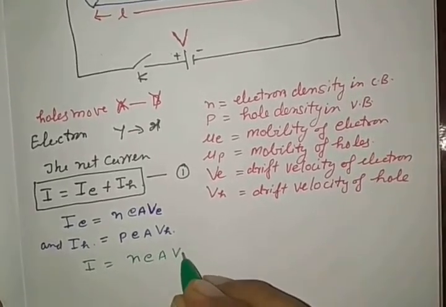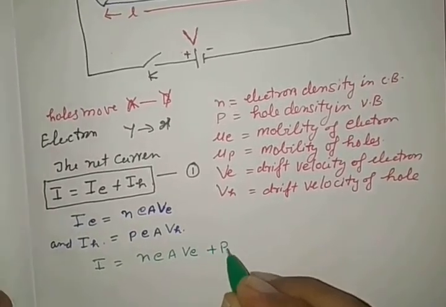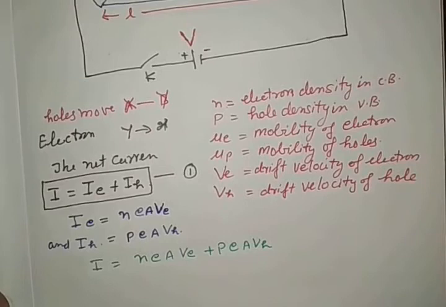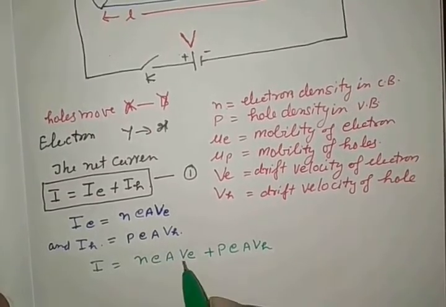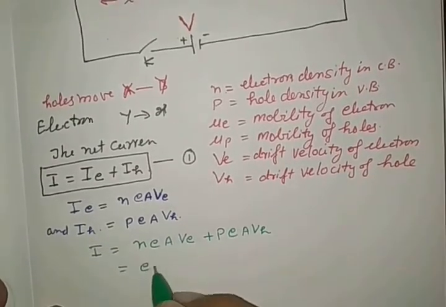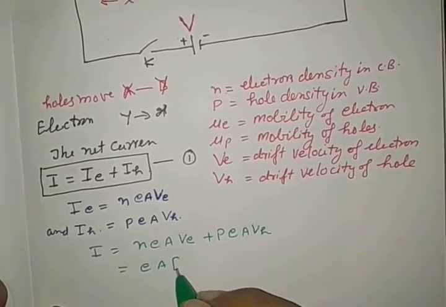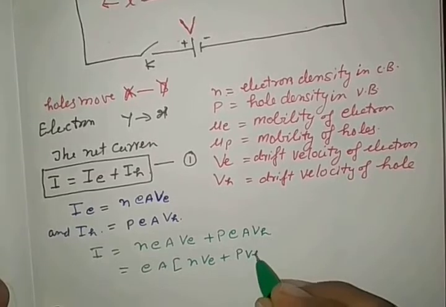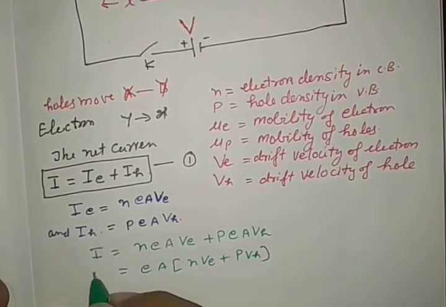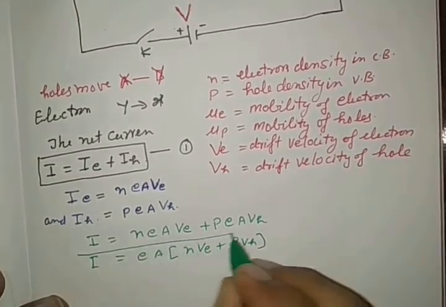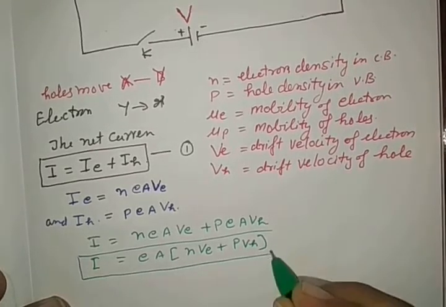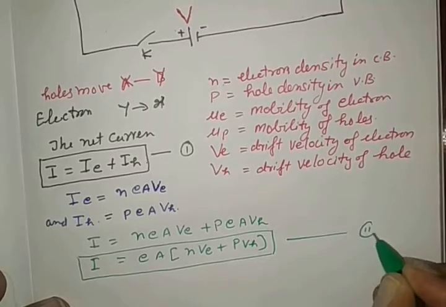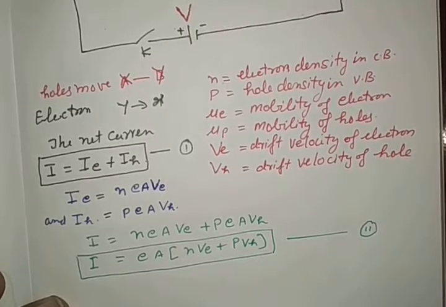I can be written as n e A V E plus p e A V H. e A is common, so I equals e A times the bracket n V E plus p V H. This is the net current I, in the box, and we represent it as equation number 2.